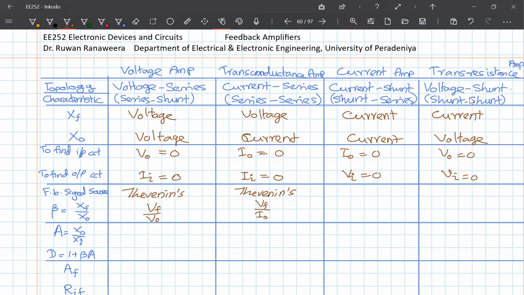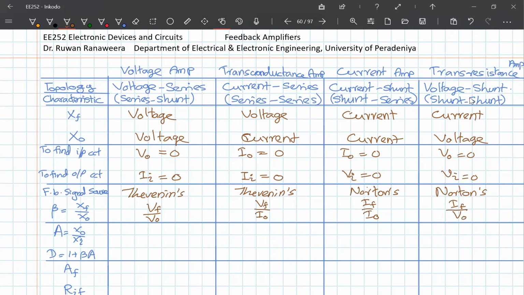For the other two, there will be Norton equivalent circuits because the input is a current, right? The feedback signal has to be represented as a current. And we obtain the beta value for the current amplifier as a ratio of currents, I feedback divided by I out. For the transresistance amplifier, the input is a current but the output is a voltage, so it is like that.